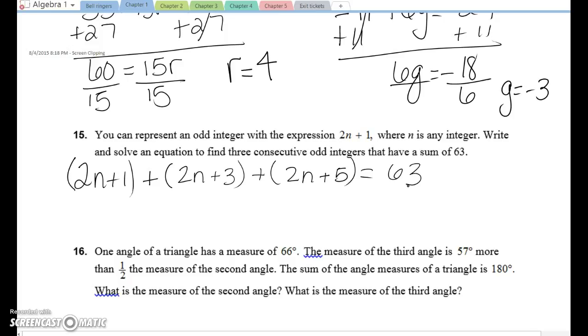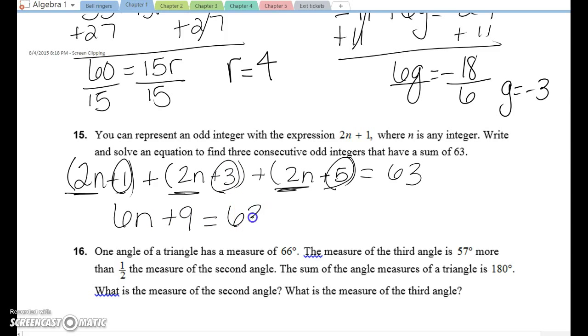Okay, so to get your first odd number is 2n plus 1. To get the next one is 2n plus 3, because I need to move 3 spots, and then 2n plus 5. So now we need to combine like terms. So I have 2n, 2n, and 2n. So 2 plus 2 is 4, plus 2 is 6. So I have 6n. Now I need to add my numbers. So 1 plus 3 plus 5, so that gives me 4, 9. And that equals 63.